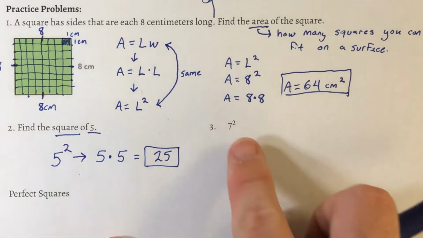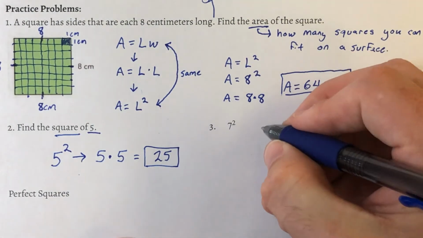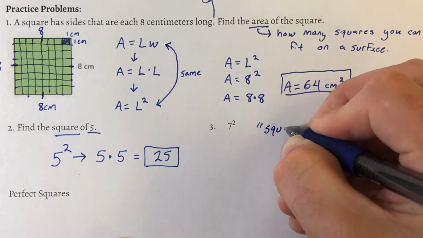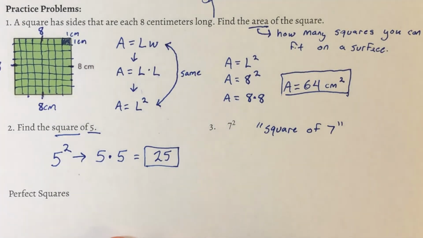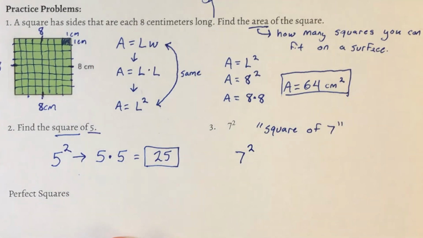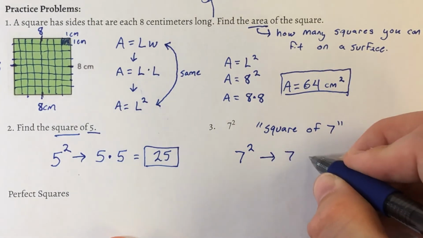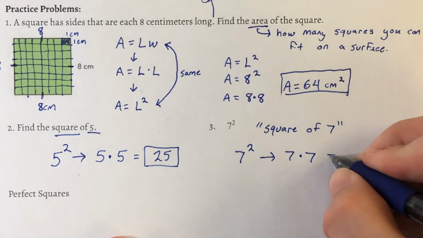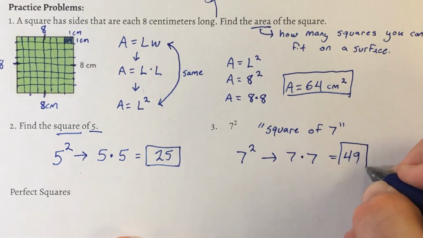Another quick example. This one is in number format. So 7 to the power of 2. If I wanted to think of that in words, that means the same thing as find the square of 7. So what does the square of 7 mean, or 7 squared? It means 7 raised to the power of 2. That 2 tells you to write 7 2 times and multiply. 7 times 7 is 49. So the square of 7, 49.